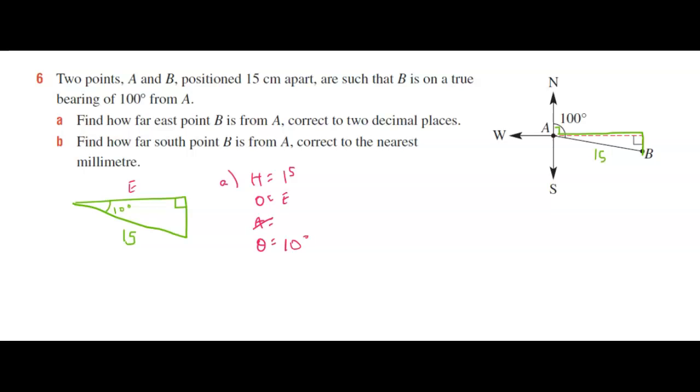Now I'm not going to go ahead and do all of this because it's pretty similar to the previous question. We're just using the sine ratio now. So sine 10 equals opposite over 15.